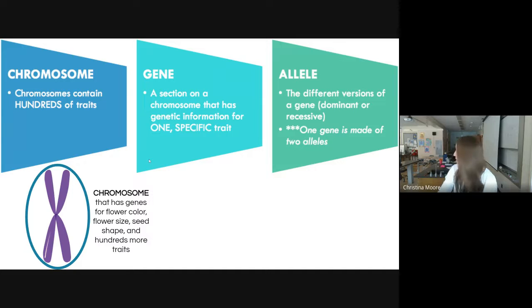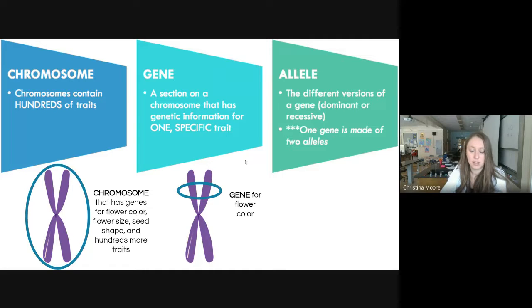The second word over is a gene. A gene is a section on a chromosome that has genetic information for one specific trait. So again, a gene is a section on a chromosome that has the genetic information for one specific trait. Looking at the image, notice how I circled just one part of the chromosome. That one part of the chromosome has the gene for specifically flower color.